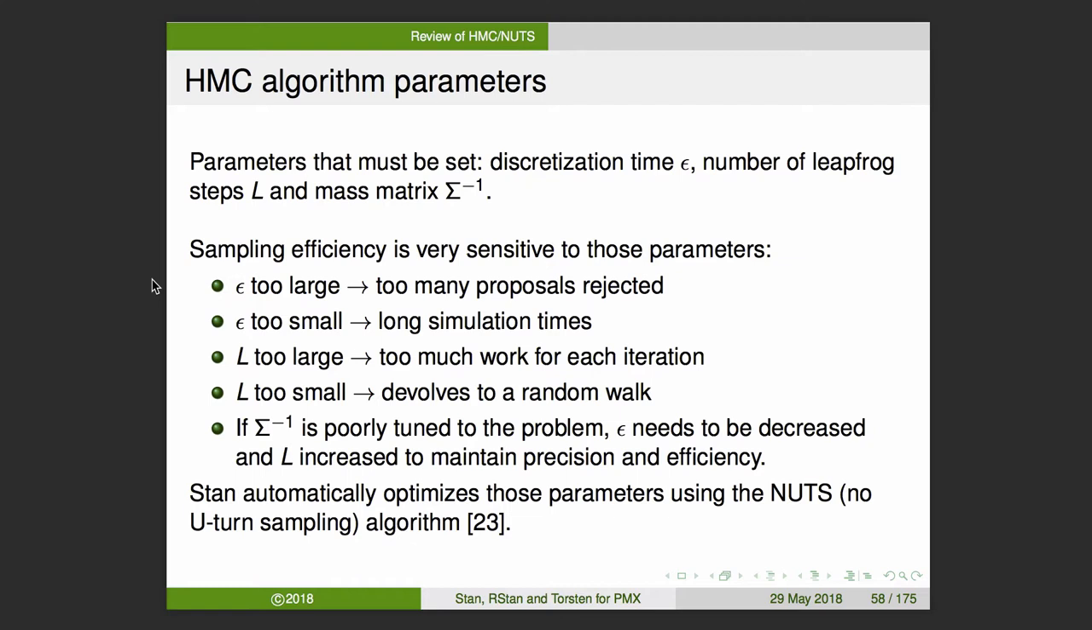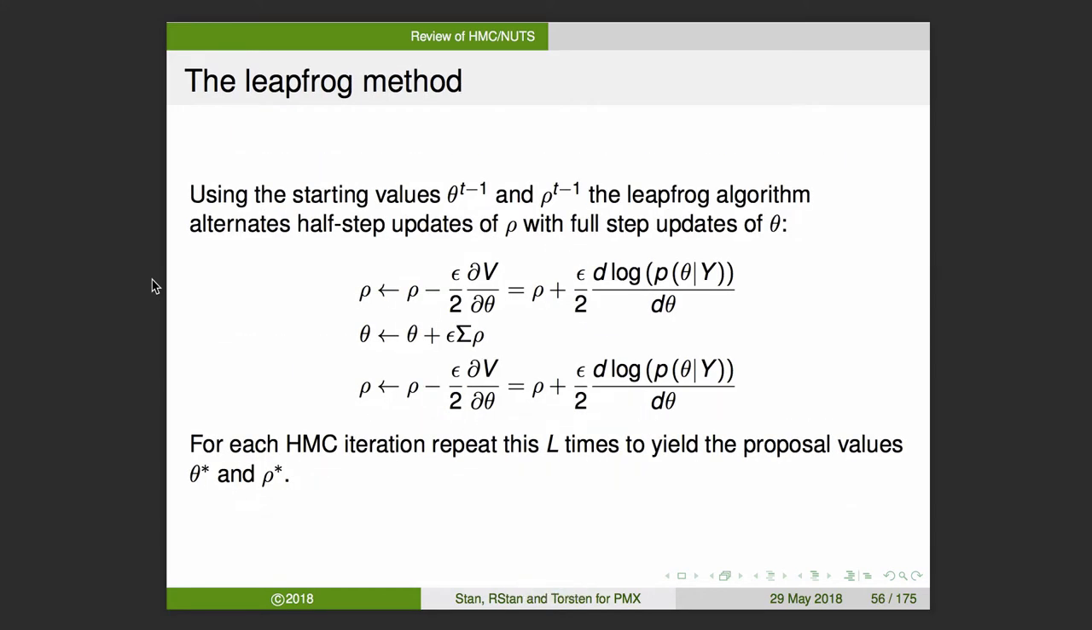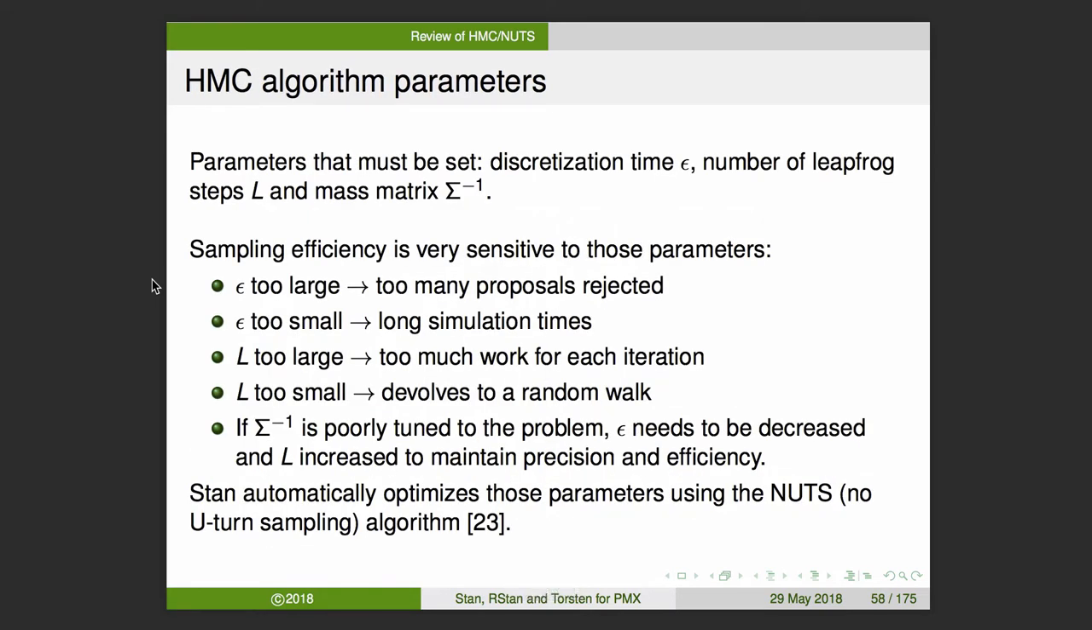Now, we see there are some tunable parameters in this. The parameters that have to be set for this algorithm are, first, the discretization time in the leapfrog step. You can see there's basically a step size, epsilon, cropping up over and over again inside there. So that's a dial you can turn. Then there's the number of leapfrog steps, and you can think of L times epsilon as being equivalent to T, the overall length of the path you're going to take. And there's the so-called mass matrix, which is the inverse of the covariance matrix that we sample rho from. All of those can be tuned to improve this, and they do make a difference in terms of the sampling efficiency.